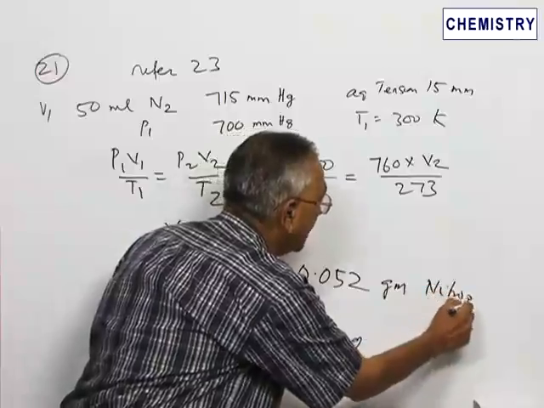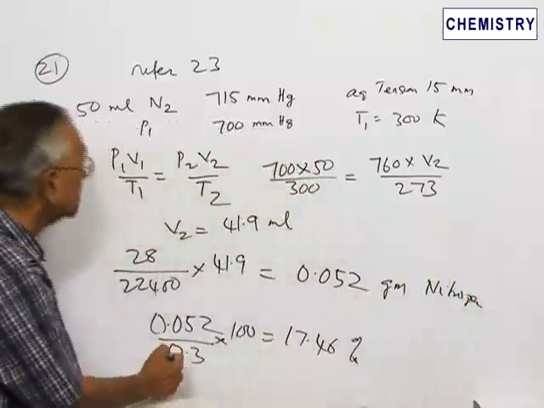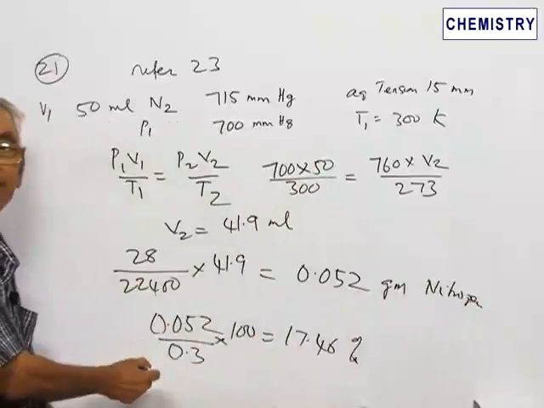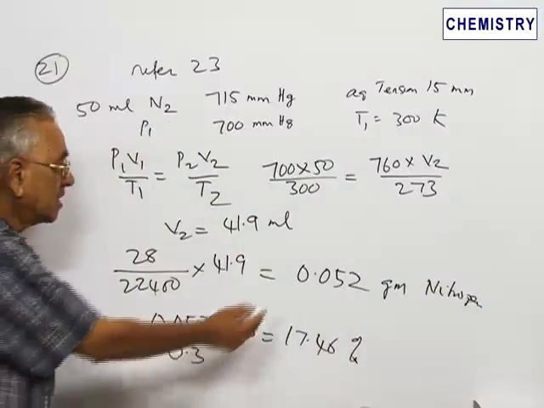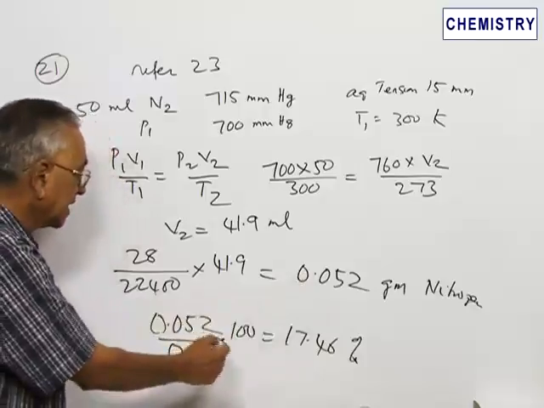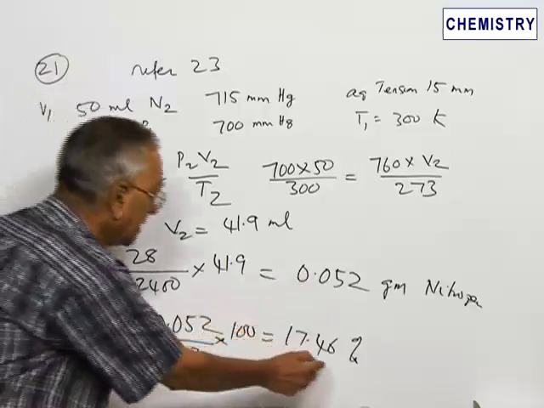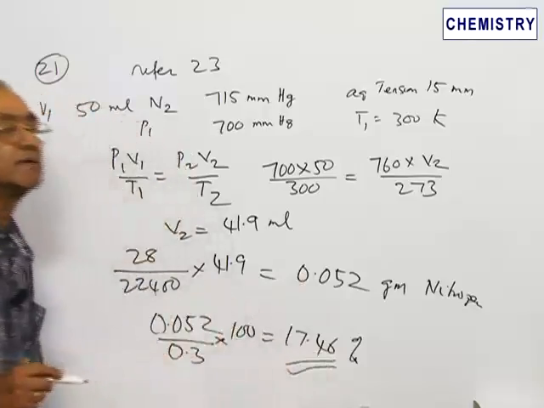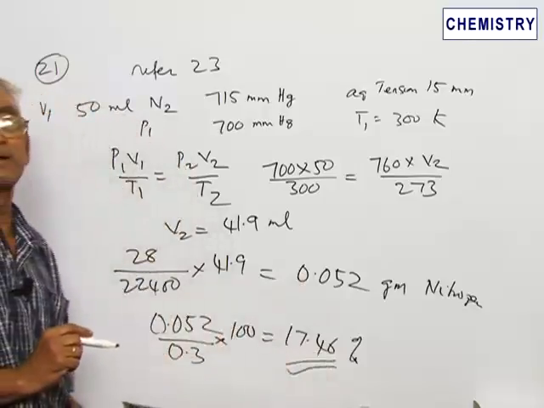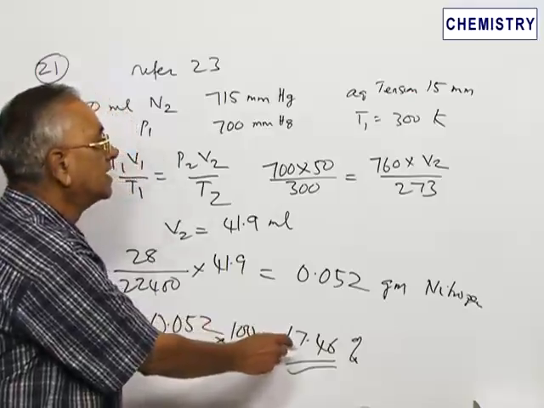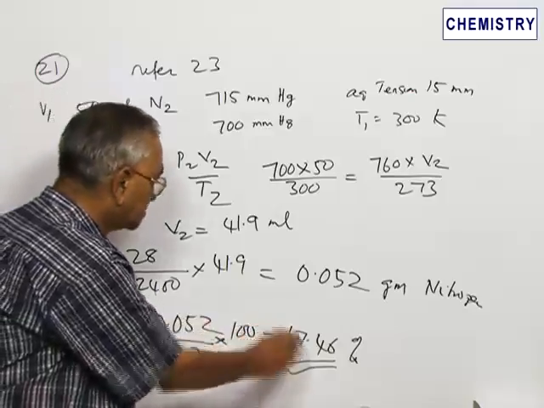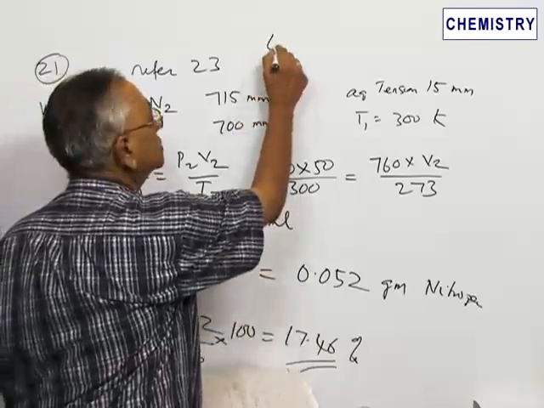Now, this nitrogen is present in how much of the material? 0.3 gram of the material. That is given in the data. So 0.3 gram of the material contains 0.052 gram of nitrogen. Therefore, 100 gram of the material will contain 17.46% of nitrogen. So the percentage of nitrogen in the given organic compound is 17.46%, which corresponds to choice 4.